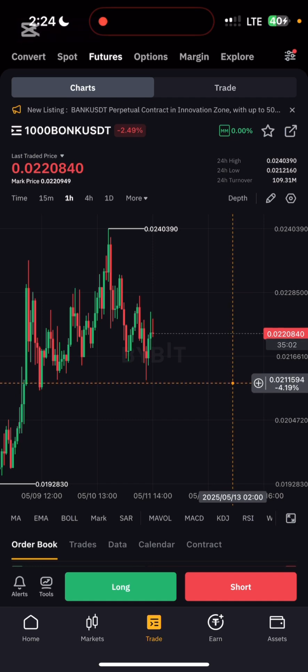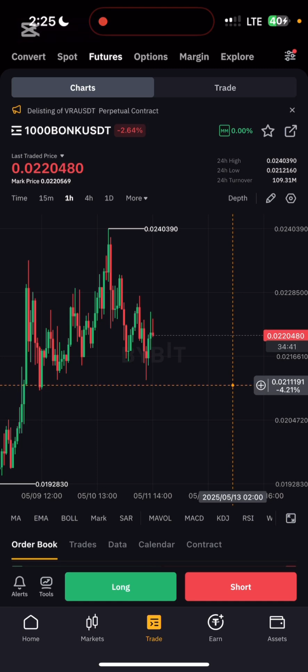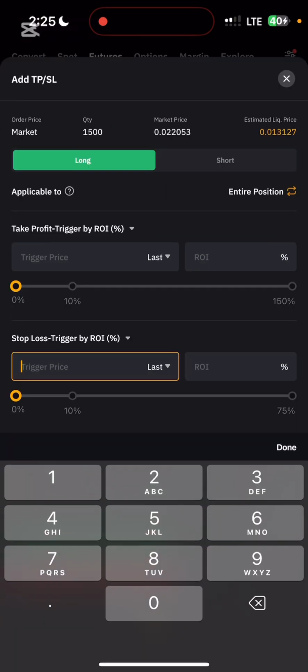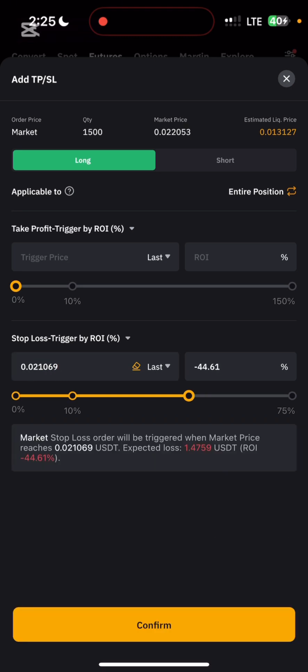I'm just using this to show you guys an example of how to place a trade. When you are giving a signal, on how to place a trade, either it is a limit order or a market order. So let me put my stop loss here. My stop loss is 0.0210698. So that's my stop loss. As you can see, I'm expected to lose $1.